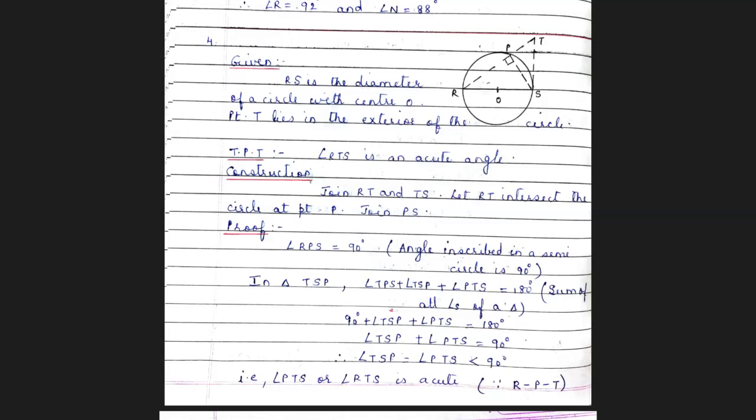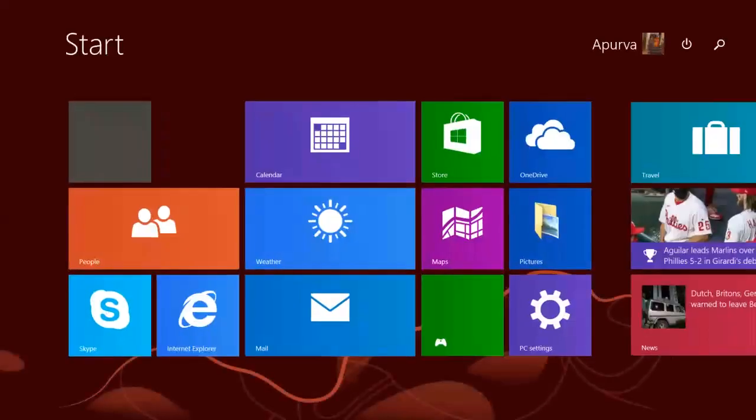Now, if one of those angles is 90, the sum of the other two angles has to be 90. It is understood that both the angles should be less than 90 and therefore they will be acute. And hence angle PTS. Now, if you look at PTS, I can also write it as angle RTS. Why? Because R, P, T lie on a straight line. And therefore I prove angle RTS is acute. Okay. Next, we go to question number 5.